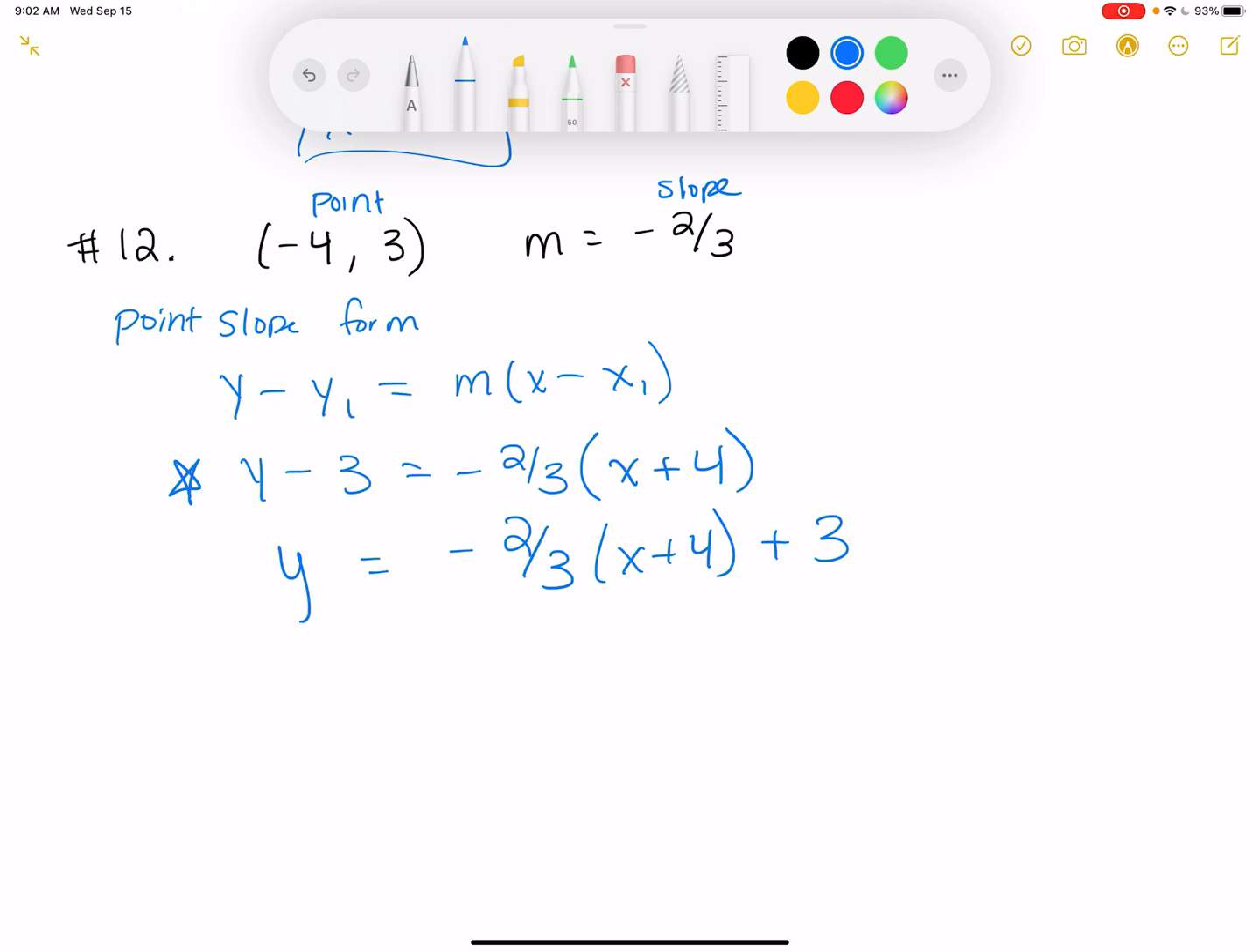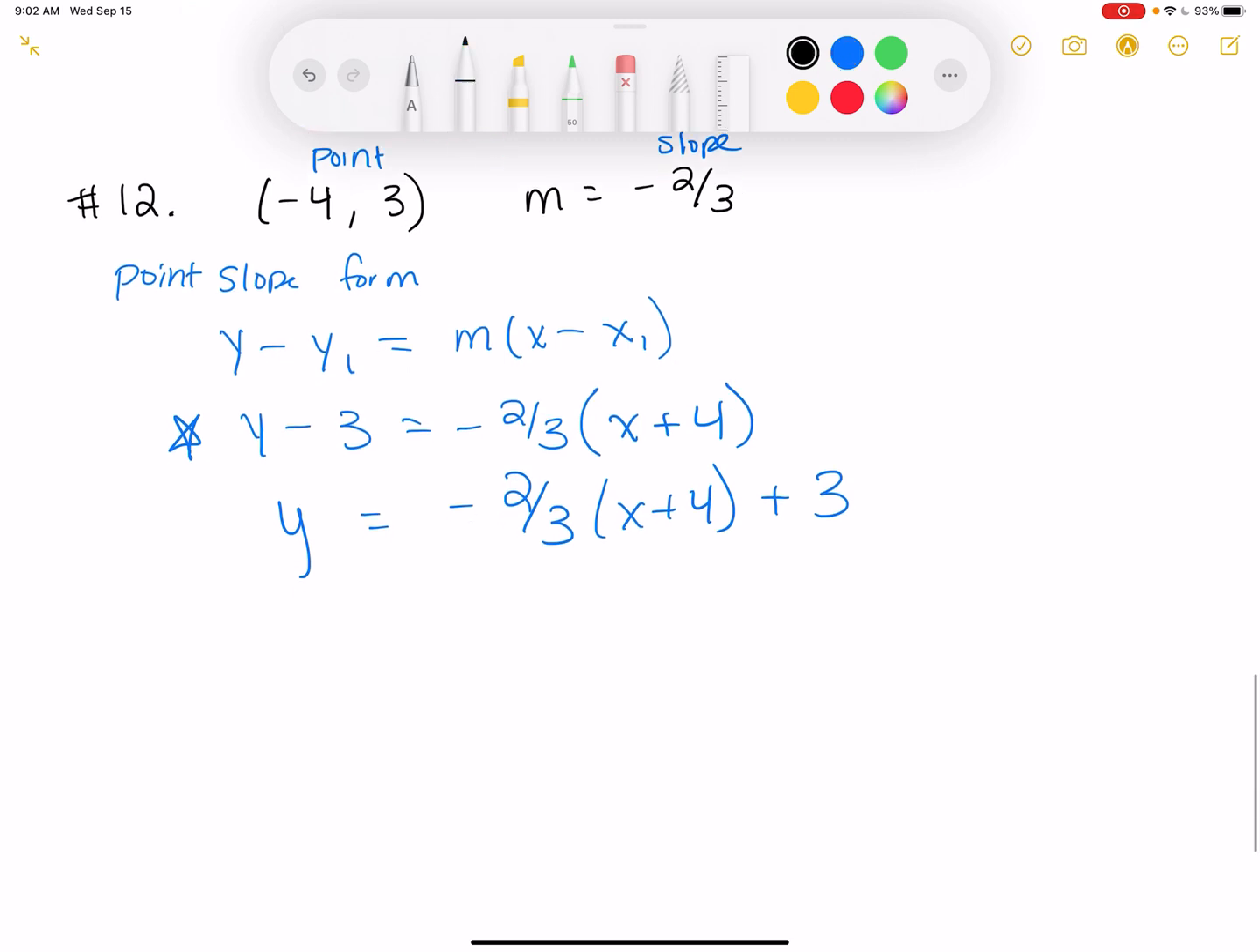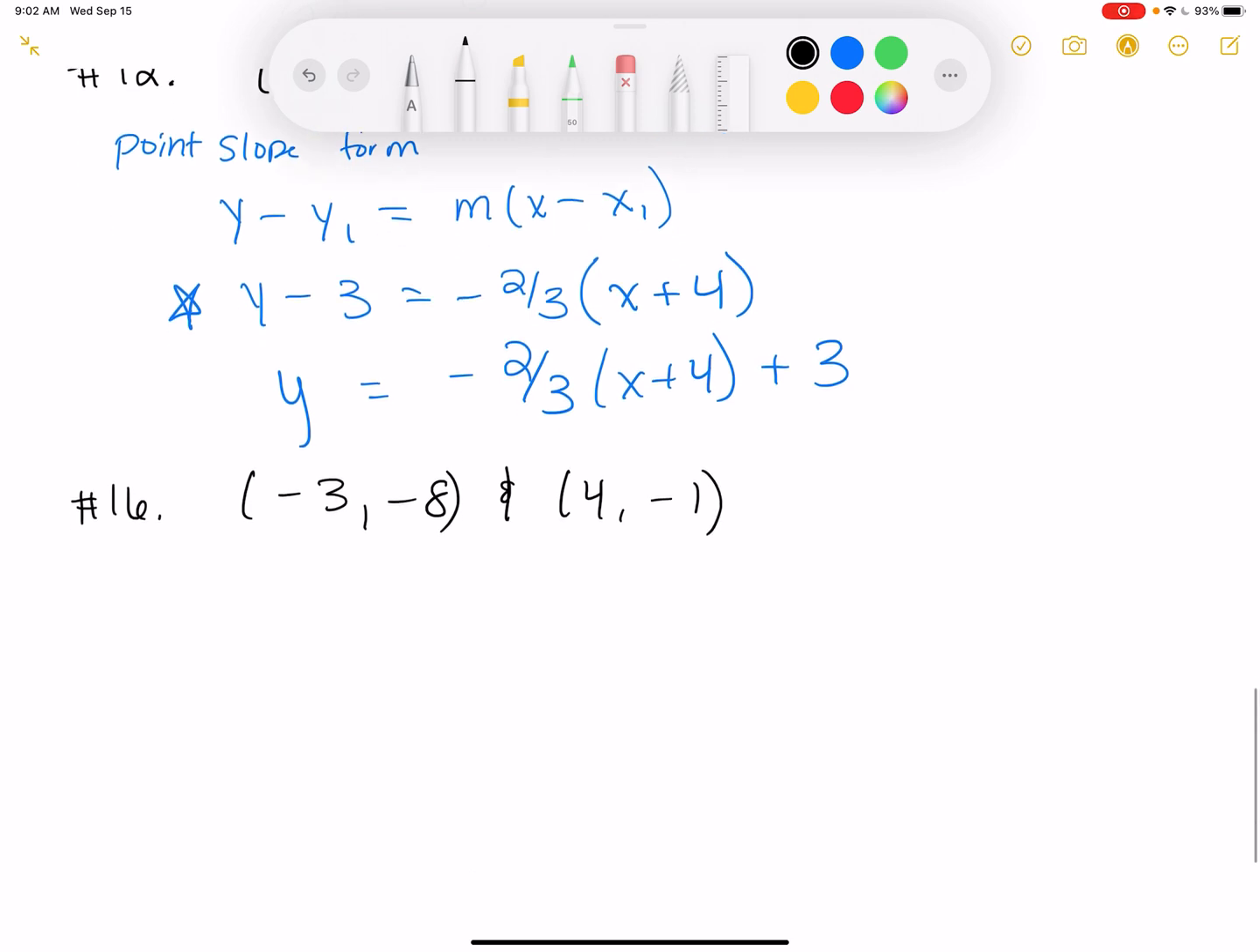Alright, the next one is find the general form equation of the line. So we've got the points -3, -8, and 4, -1. So we first need to find slope. So -1 minus a negative, so plus 8, over 4 minus a negative, so plus 3, is 7 over 7, which is 1. I just don't like that Y's on the top and X on the bottom.